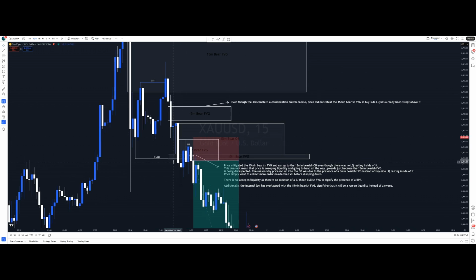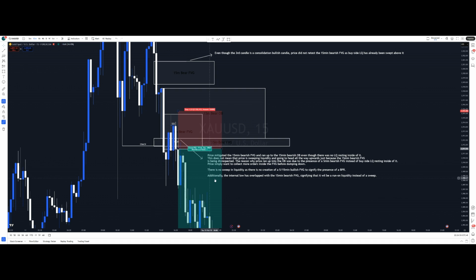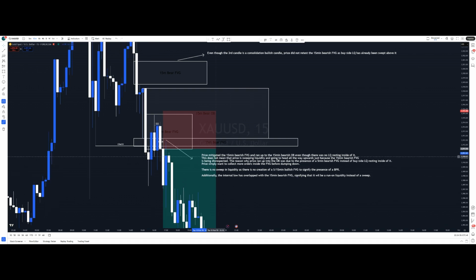So how do we know that this is a change of character or a liquidity sweep? One main thing is the creation of a 5 or 15-minute bullish fair value gap, which didn't happen. Even if I go on to the 5-minute, there isn't any bullish fair value gap. So here I wrote, price mitigated the 15-minute bearish fair value gap and went up to the 15-minute bearish order block, even though there was no liquidity resting inside of it.